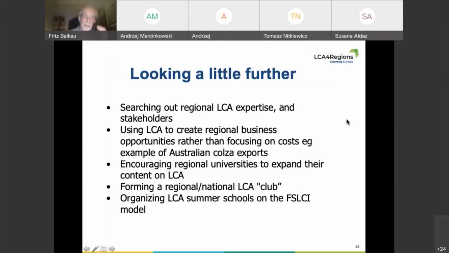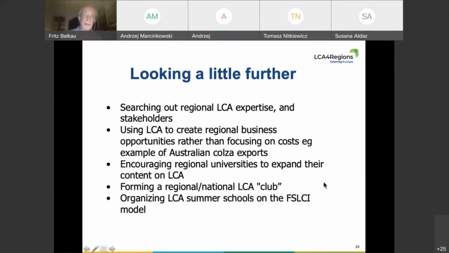The use of LCA to create business opportunities. This is something which is perhaps an unrealized opportunity at the moment. I've seen and heard many comments about the cost of LCA. We see relatively less about the opportunities of LCA. And there are several, or 2 examples that we can share.